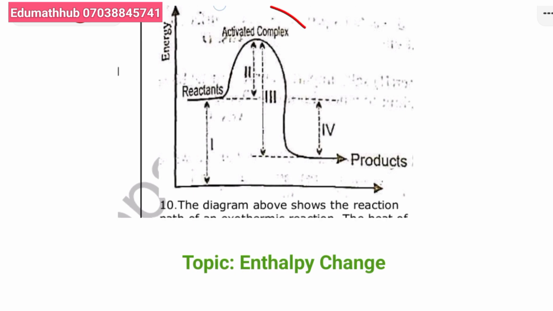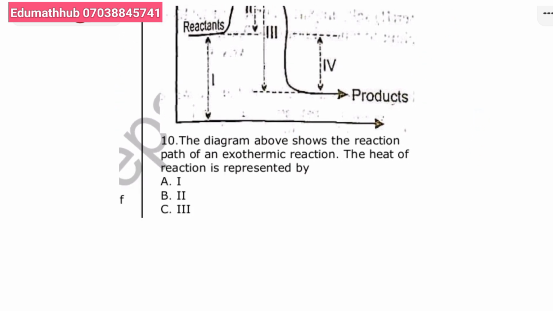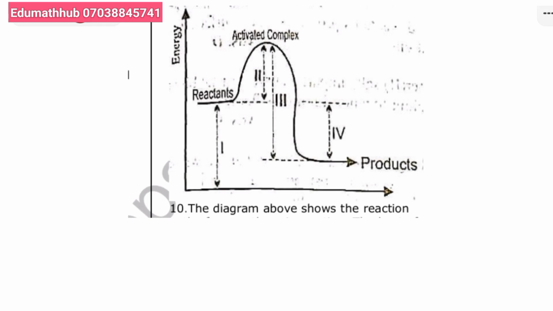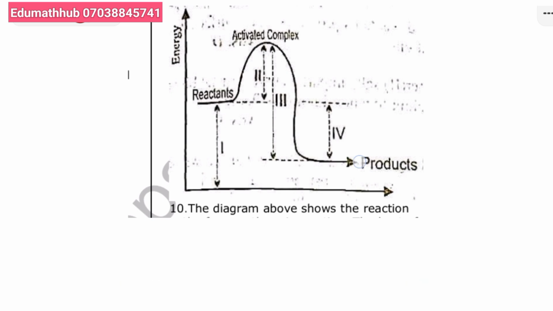The next one, we are given this diagram here, and the diagram above shows the reaction parts of an exothermic reaction. The heat of the reaction is what? Now, heat of reaction is the heat that must be evolved for a reaction to take place, the amount of heat that is needed for that reaction to take place. It is always given by the formula enthalpy of the product minus enthalpy of the reactant. So it's a state parameter because it depends on the product and the reactant. So we're going to do product minus reactants.